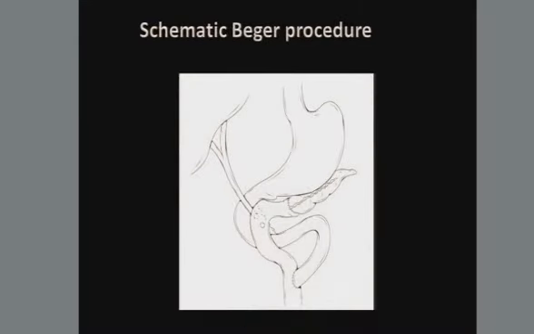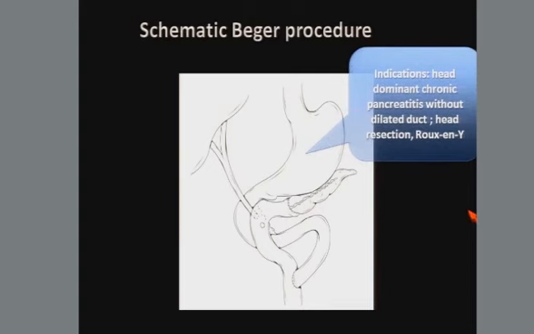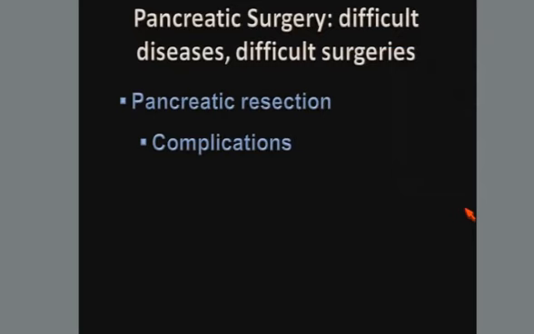A sort of cousin operation to the Puestow that is reserved for patients with chronic pancreatitis in the head and unrelenting pain is the Beger procedure, similar to a Whipple, but the head is taken and drained, and the remainder of the pancreas is drained into a pancreaticojejunostomy. The idea here is for pain relief. So these are done in patients who have head-dominant chronic pancreatitis without a dilated duct. The dilated duct patients tend to undergo a Whipple procedure, and I'm sure that the approaches vary from institution to institution and country to country.